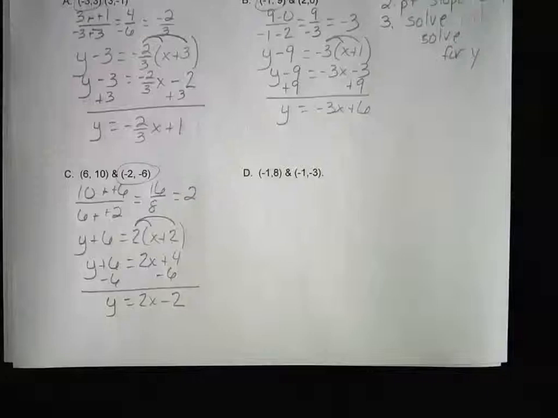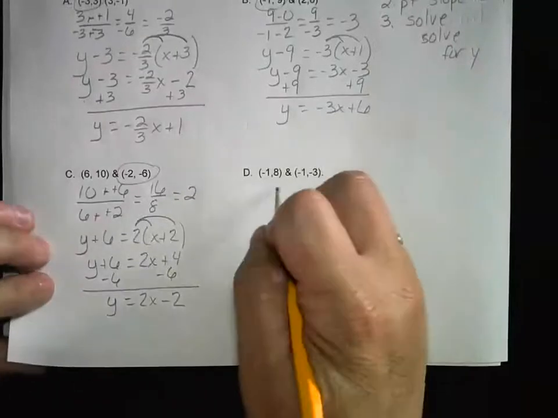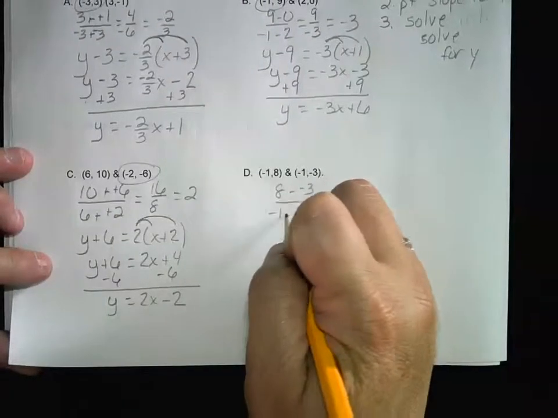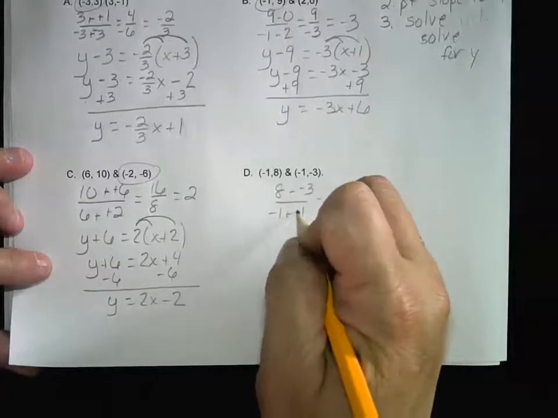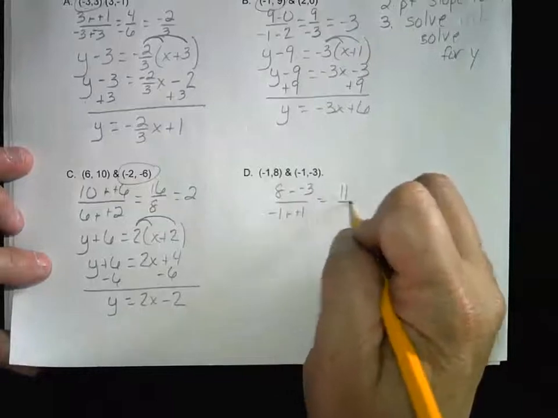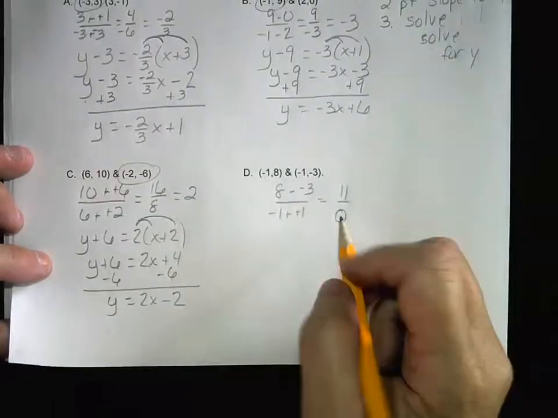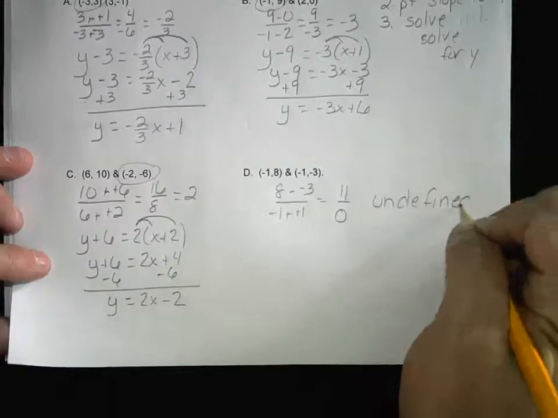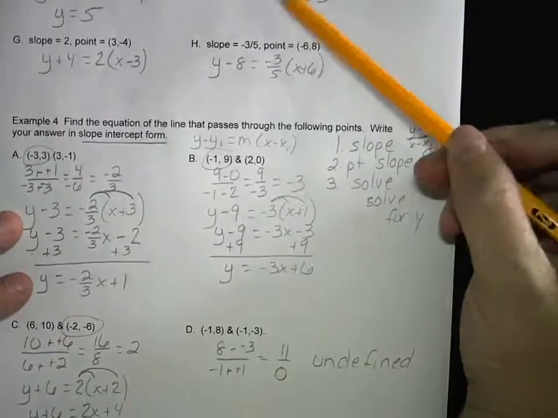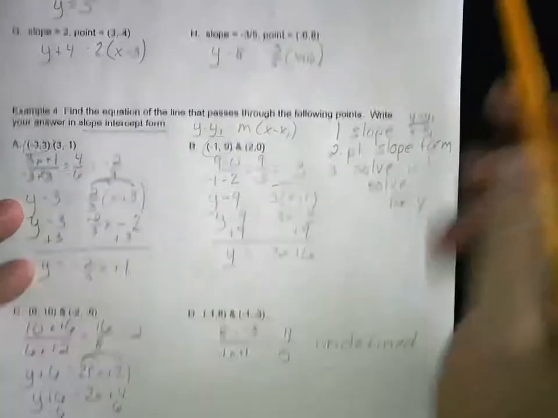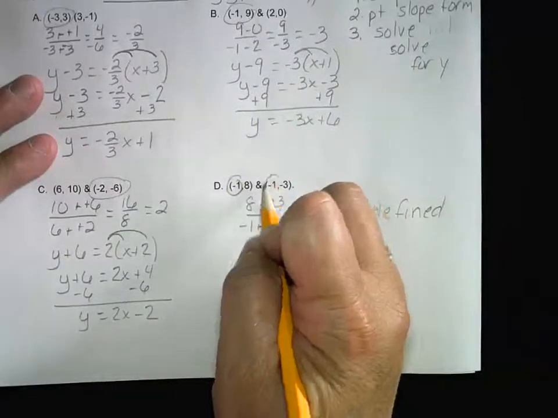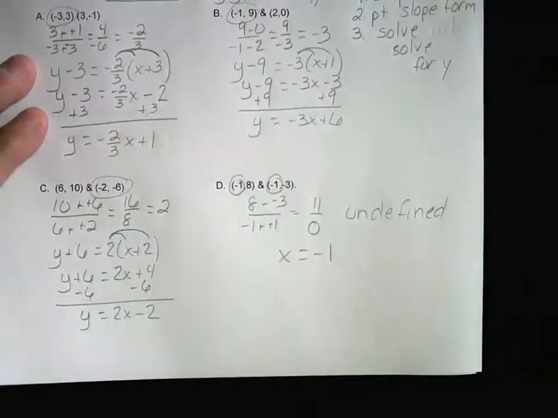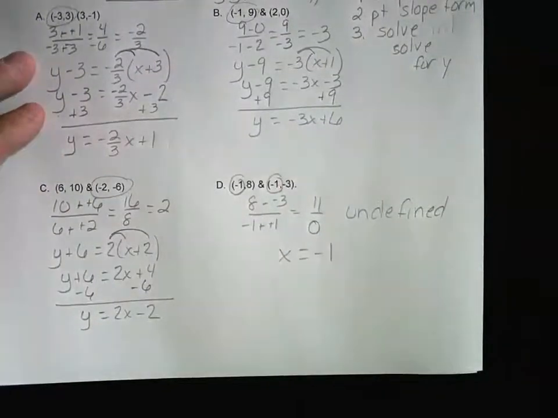Letter D, find the slope. 8 minus negative 3 over negative 1 minus a negative 1. So that would be 11 over 0, which is undefined slope. And if you look at the top of the page, we have another example that had an undefined slope. See how your x's are the same here? The equation of your line is x equals negative 1. And that one's kind of a special case.